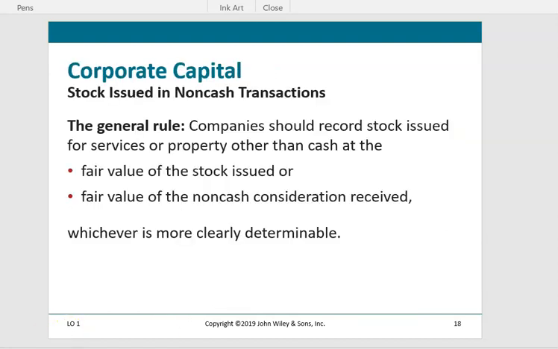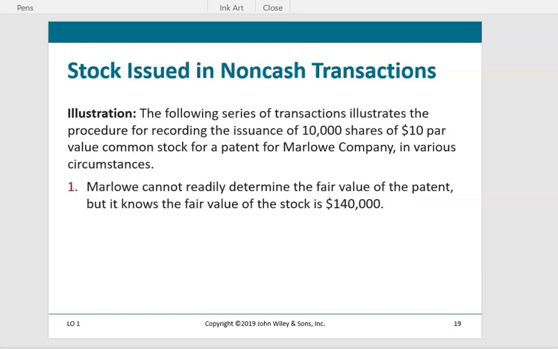What happens if stock is issued for something aside from cash? Well, the general rule is record the stock issued for services or property other than cash at the fair value of the stock that was issued, if that's known, or the fair value of the non-cash consideration, whatever that stock is being given up for. If we know the fair value of that item, then we record it at that amount, whichever one is more clearly determinable. Let's take a look at an example, and we're going to look at the three possibilities of what might be determinable.